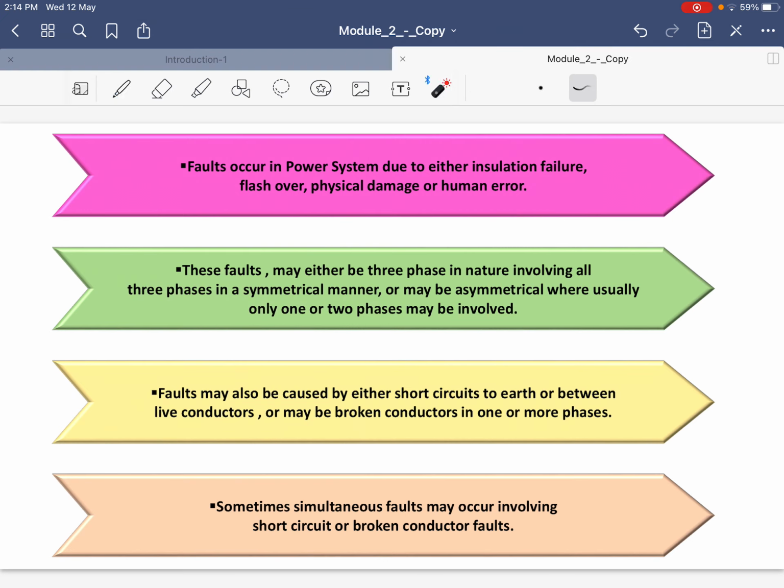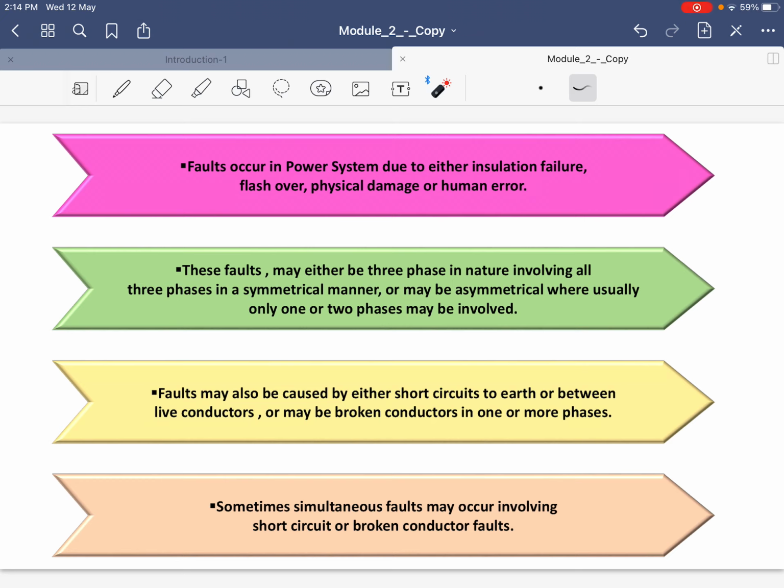Now the fault may also be caused by a short circuit to earth or between the live conductors. That is, there may be a fault between line and ground, a single line to ground fault. Or the other case may be a line to line fault. In that case, it involves either one phase or two phases. In such cases, the faults are called unsymmetrical faults.